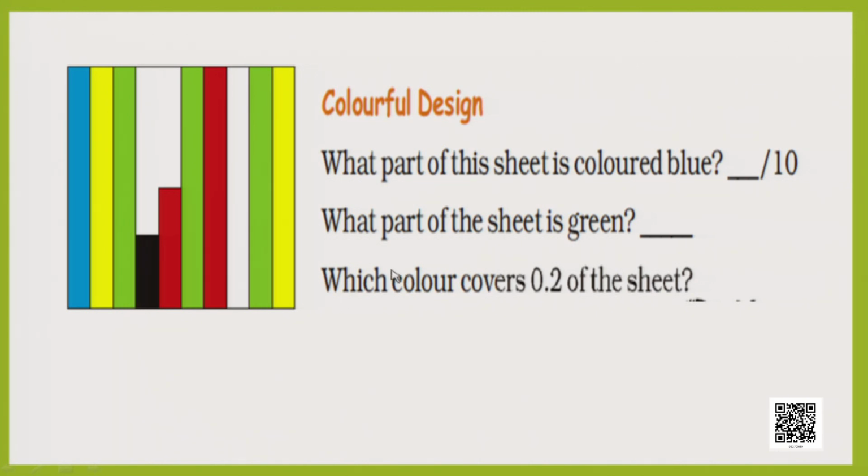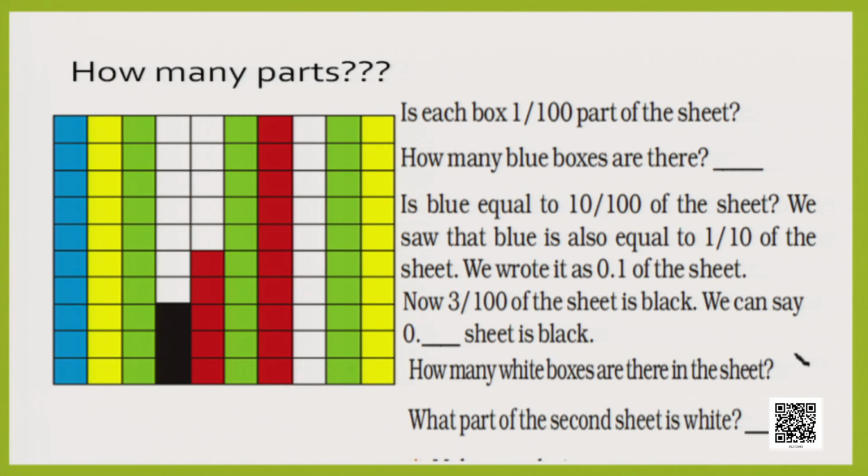Now let's go to the next question. Now here, children, the same box, same colors, but what is the difference? Yes, here the big box is divided into 100 equal square boxes. How 100? We can see here 1, 2, 3, 4, 5, 6, 7, 8, 9, 10. Here also 1, 2, 3, 4, 5, 6, 7, 8, 9, 10. So 10 by 10 boxes, the whole box is divided into 100 boxes.